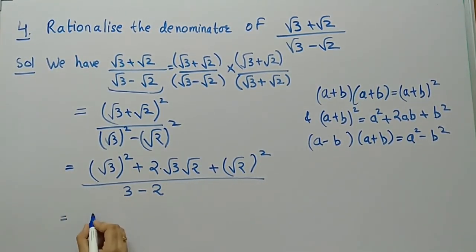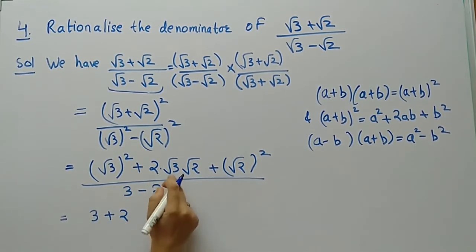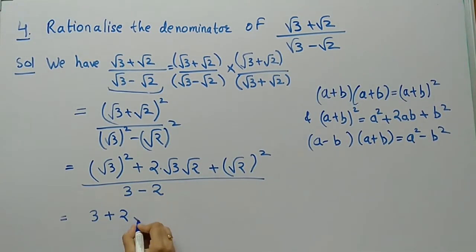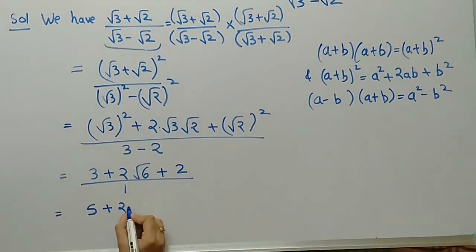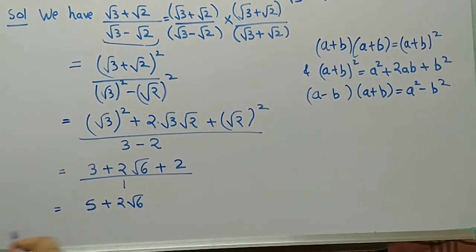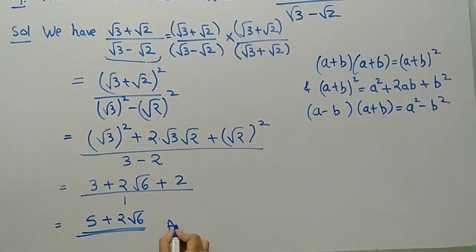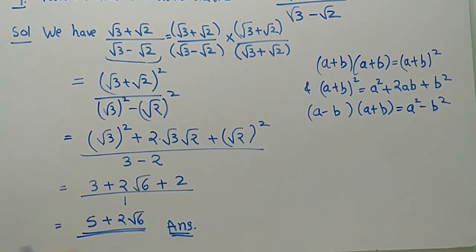So now in the numerator we will get 3 plus 2, root 3 into root 2 is root 6, plus 2 upon 3 minus 2 is 1. So now 3 plus 2 is 5. So 5 plus 2 root 6. So this is our answer.